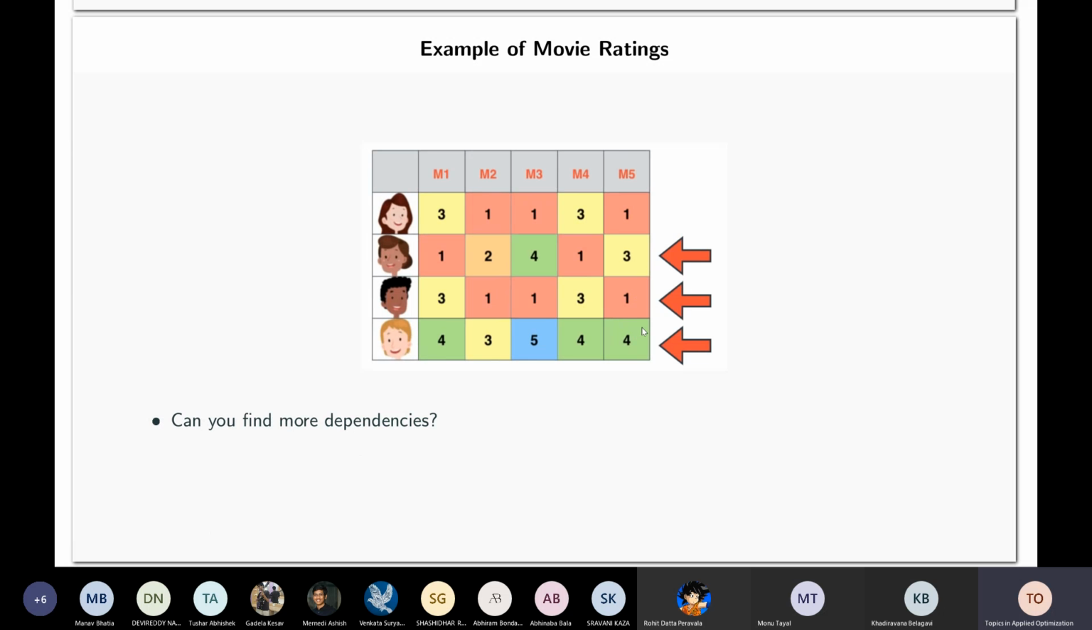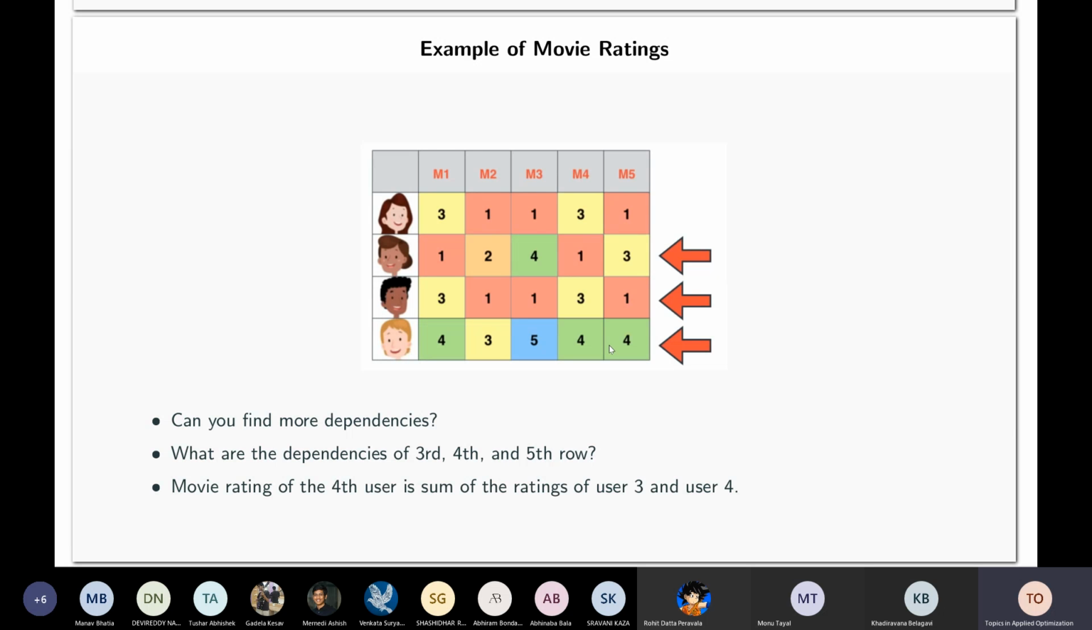Let us look into these three pointed arrows here. Do we see some more dependencies? Well, we see that the last row is a sum of the second and third row. So row 4 is equal to row 2 plus row 3. So this is also a kind of dependency if you see it in terms of matrices.